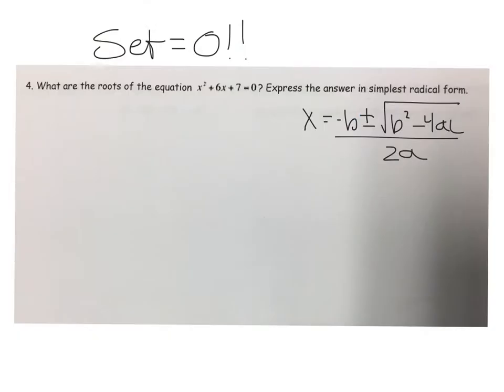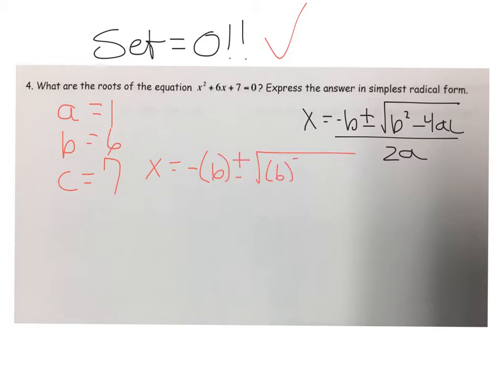All right, so here, what are the roots of the equation x squared plus 6x plus 7 equals 0? Express the answer in simplest radical form. Oh, it's already set equal to 0, so I can use my quadratic formula. I see a lot of you would rather use the quadratic formula than factor, which is cool. All right, so x is equal to negative 6 plus or minus the square root of 6 squared minus 4 times 1 times 7, all over 2 times 1.